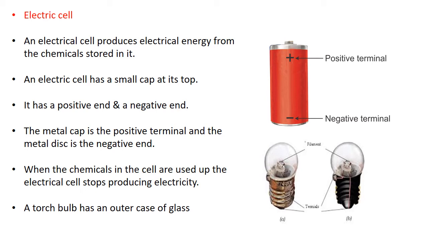Similarly, for this we use a torch bulb. Usually with the help of this torch bulb we can understand whether the cell is working or not. This torch bulb has the outer case of the glass. It has the terminals and it has the filament.